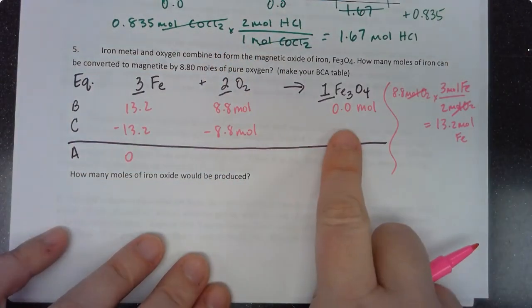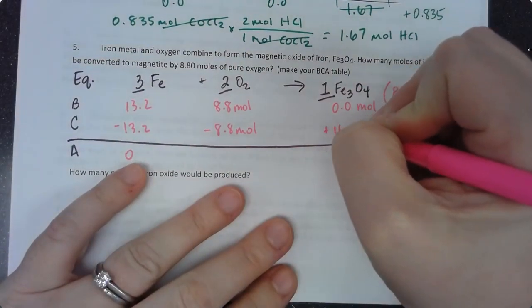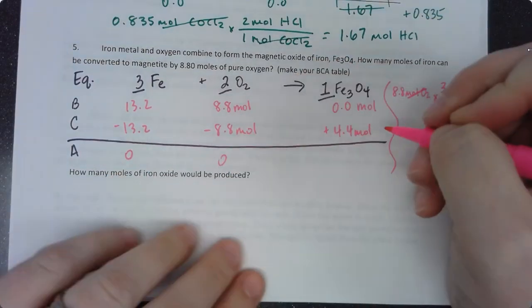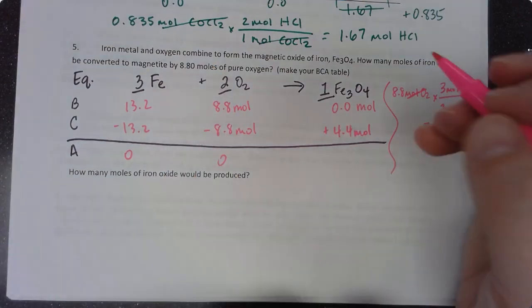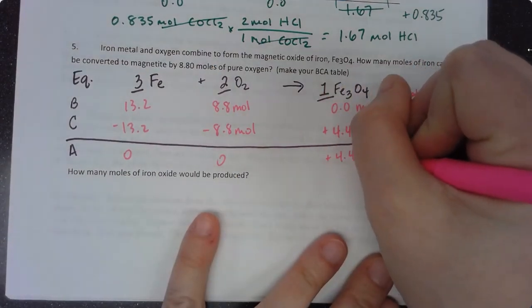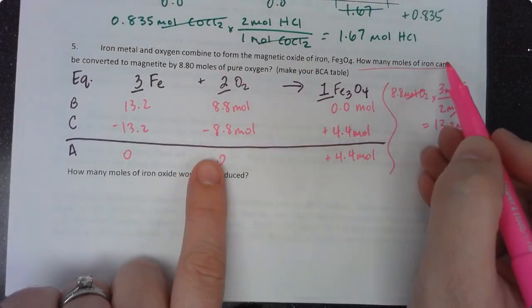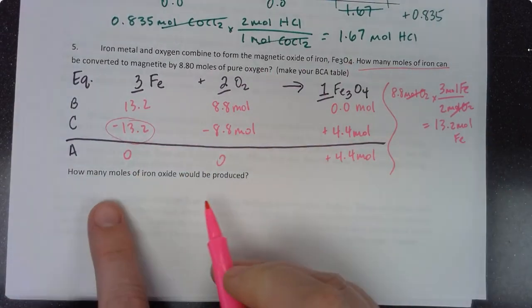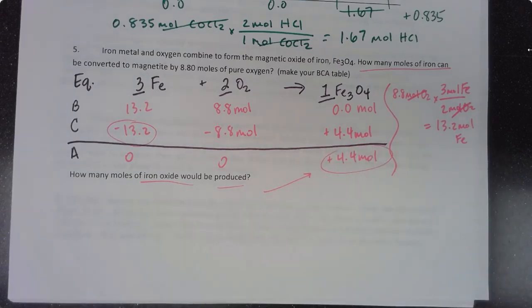How much iron oxide will that give you? 4.4. The easy way to know is if this is a 2-to-1 ratio, you're going to have half as many moles of iron oxide as you did of oxygen. So this first one, how many moles of iron? It's going to be this one. How many moles of iron oxide will be produced? 4.4. Any questions?